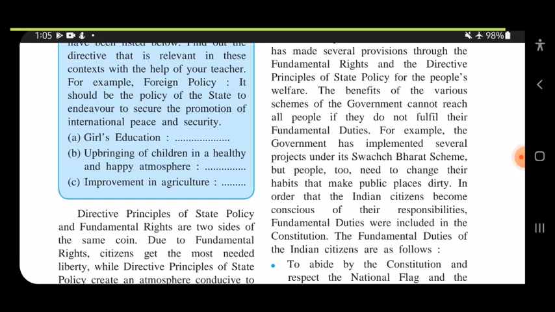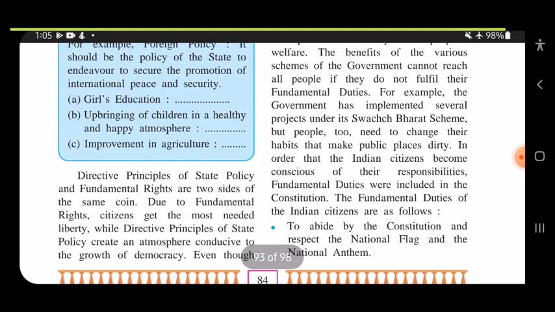For example, the government has implemented several projects under its Swachh Bharat scheme. Okay, now there is a project implemented, but it is up to us, it is up to we people. We need to change our habits that we should not make public places dirty, in order that the Indian citizens become conscious of their responsibility. Only we can't make a scheme called Swachh Bharat scheme. It is up to us that we have to change a habit, not to throw the waste except in the dustbin.